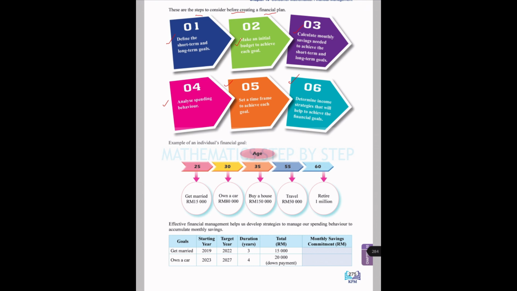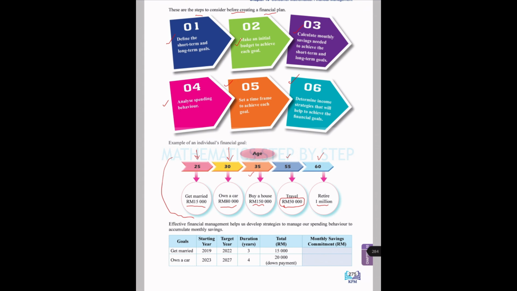Okay, so let's look at this example. This is an example of an individual's financial goal. At 25 years old, want to get married with 15,000. Then at 30 years old, want to own a car of 80,000. Then at 35 years old, want to buy a house of 150k. Then at 55 years old, travel, and you want to have this amount of budget for the travel. Then at 60 years old, retire with 1 million.